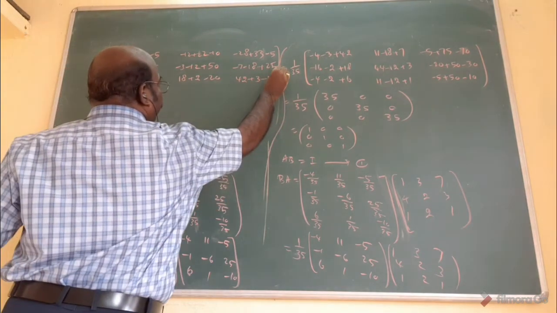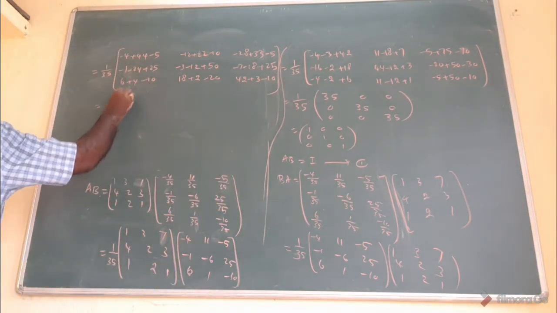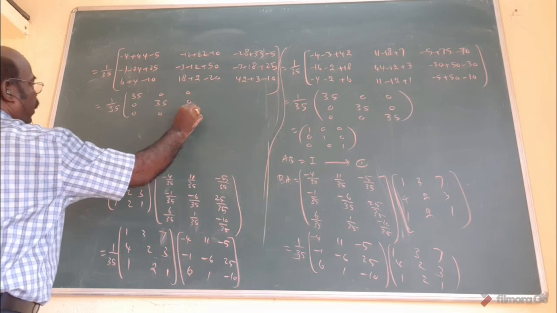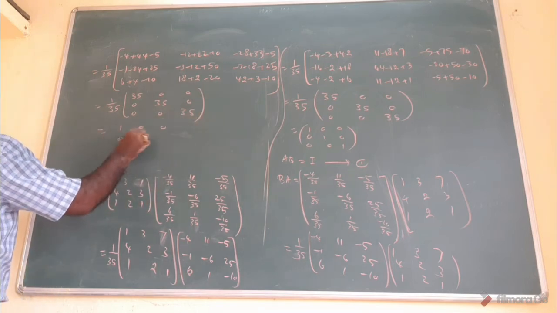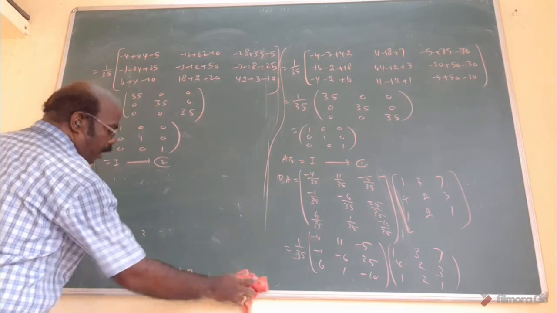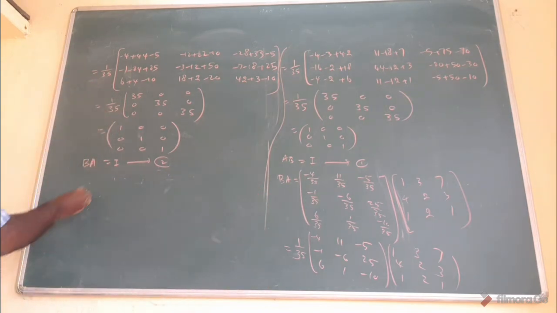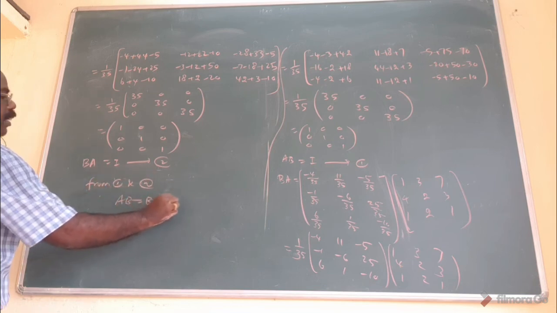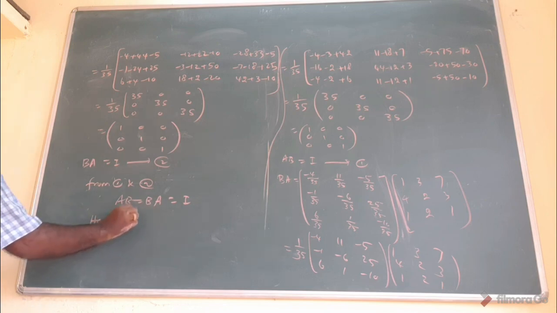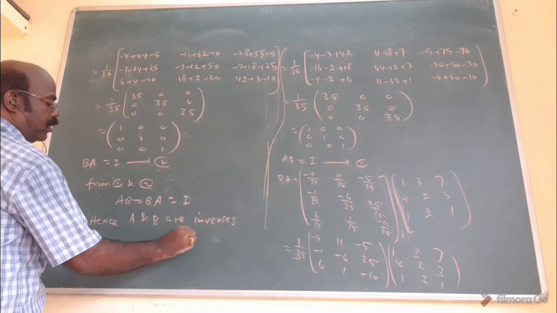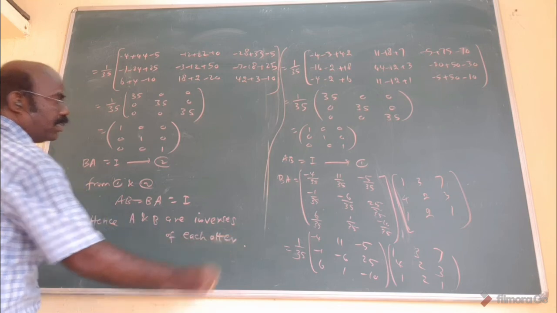Now simplify. 1 by 35. Here 35, 0, 0, 0, 35, 0, 0, 0, 35. 35 times 1, 0, 0, 0, 1, 0, 0, 0, 1. This side, this is BA. Now, result 1 and 2 will be equal. Definitely will be equal. Therefore, AB equal to BA equal to I. Hence, A and B are inverses of each other. That's all.